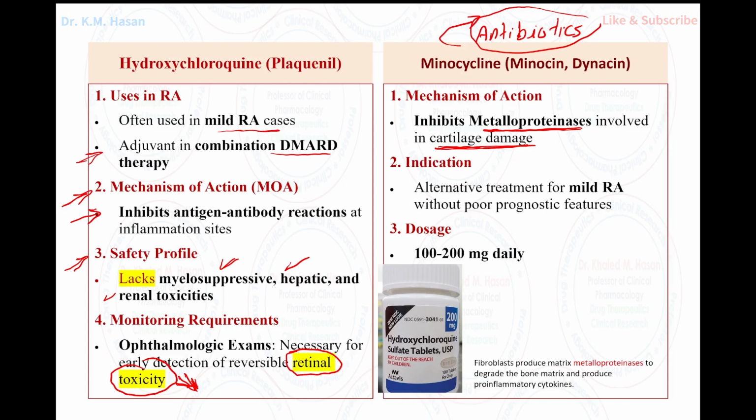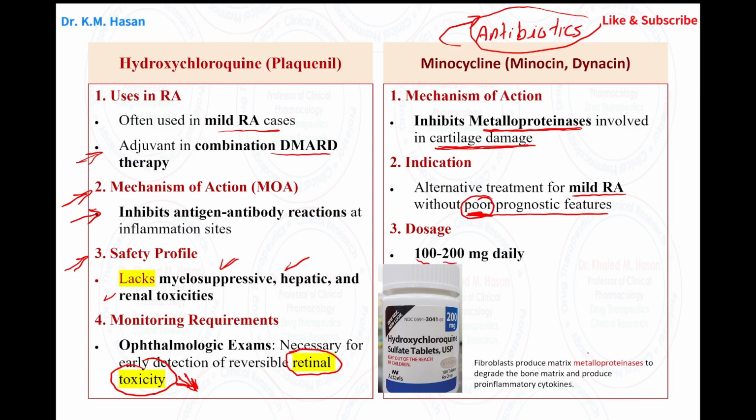Okay, the indication again is for mild rheumatoid arthritis without poor prognostic features. So again, remember that if the patients are at high risk of rheumatoid arthritis with poor prognostic features and high disease activity, the drug of choice will be tumor necrosis factor inhibitors such as infliximab, adalimumab (Humira), and Enbrel. Minocycline is available in 100 and 200 milligram.